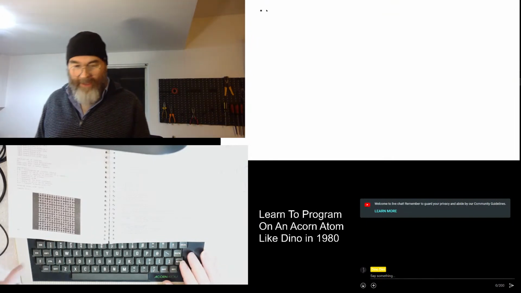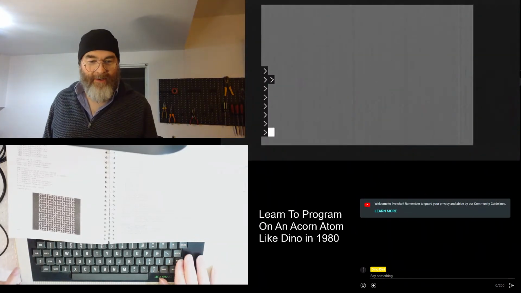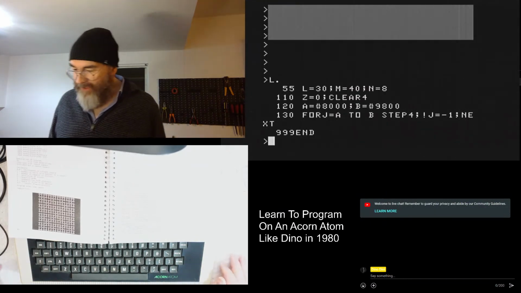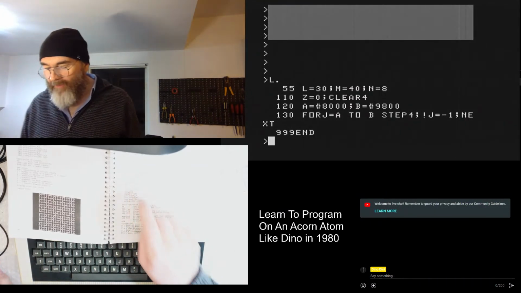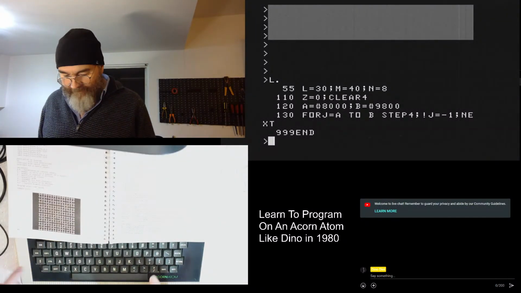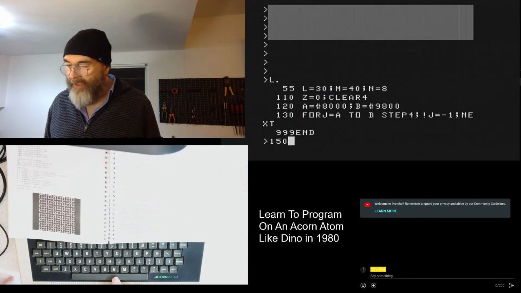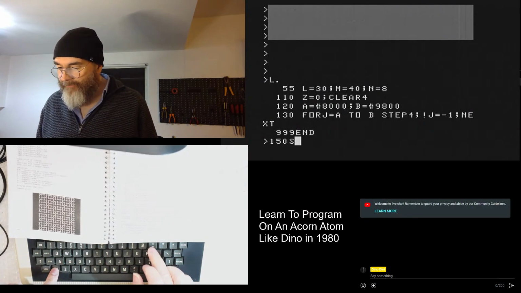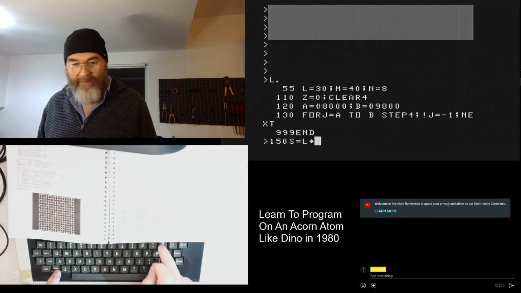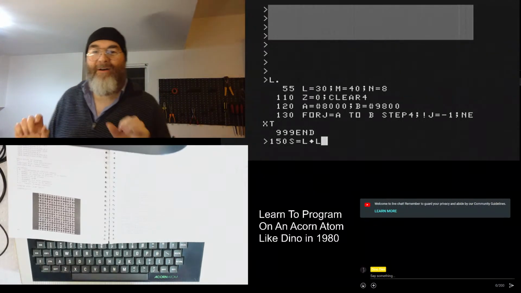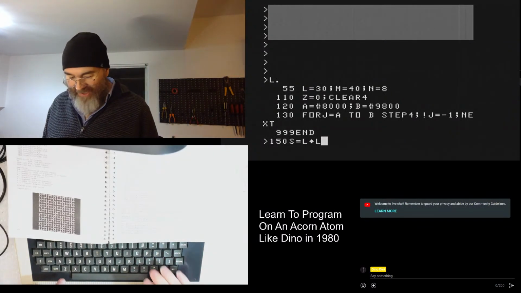Okay, so maybe I can hit escape. Oh, look, and it comes back. That's good. Let's continue typing this in. So we're at line 150. Line 150 is S equals L times L, which it shows as a star rather than an asterisk.